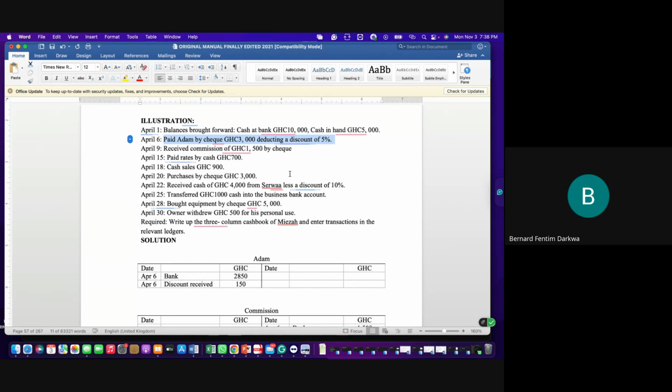But is it discount allowed or discount received? Will it be discount allowed? Discount received. Why? Because you were going to pay. Exactly. Good. So it's discount received. So you work out the 5%.